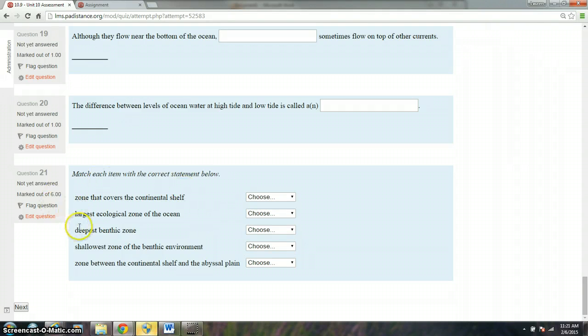The second statement, you're looking for the largest ecological zone of the ocean. And the answer choices are the same. Basal, oceanic, intertidal, hadal, neritic, or abyssal zone. The largest ecological zone of the ocean.